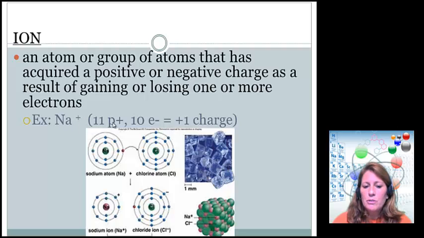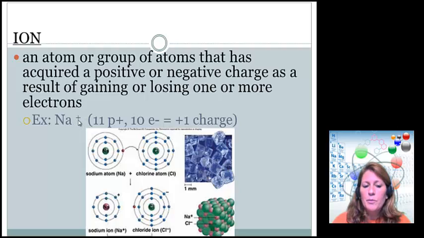Well, 11 protons, that will never change. It will always be 11 for sodium. But if it has 10 electrons rather than 11, 11 would make it neutral, 10 electrons gives it a +1 charge. If I add those two together, plus 11, negative 10, I get +1. So that means it has a positive charge, and it is an ion.